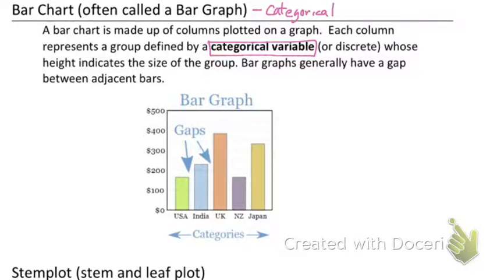And the next thing you're going to think of are gaps. You mostly never push these together. Our histograms we're going to push together and we'll use numerical data. So this is going to use categorical data, and we're going to leave gaps between the different categories.